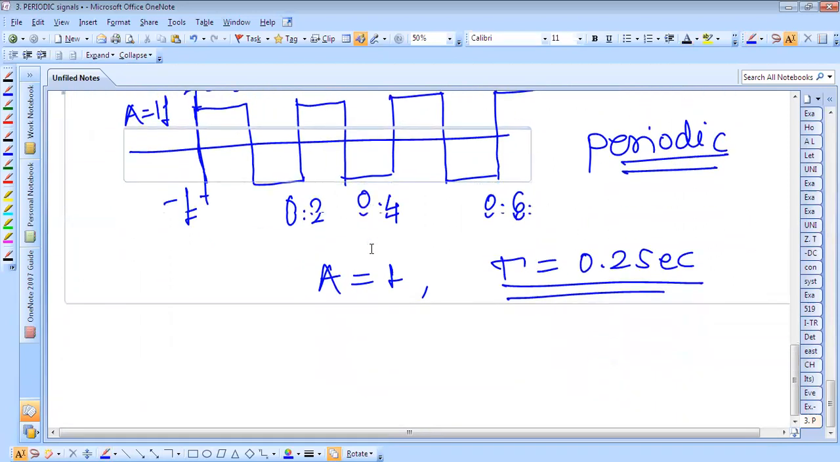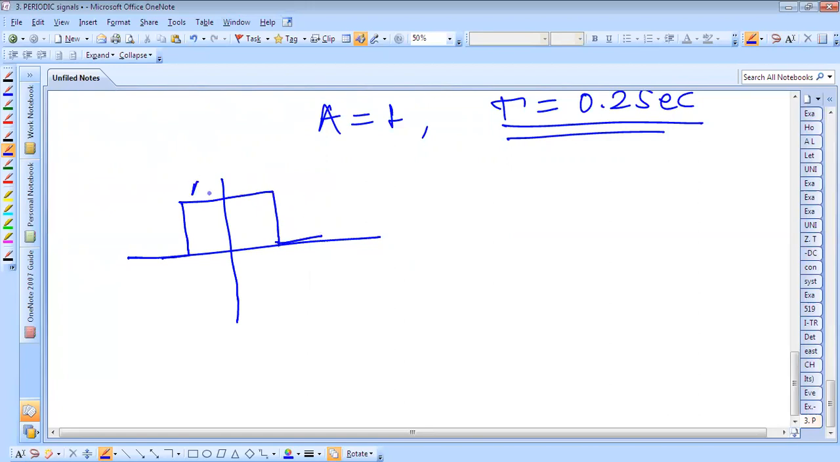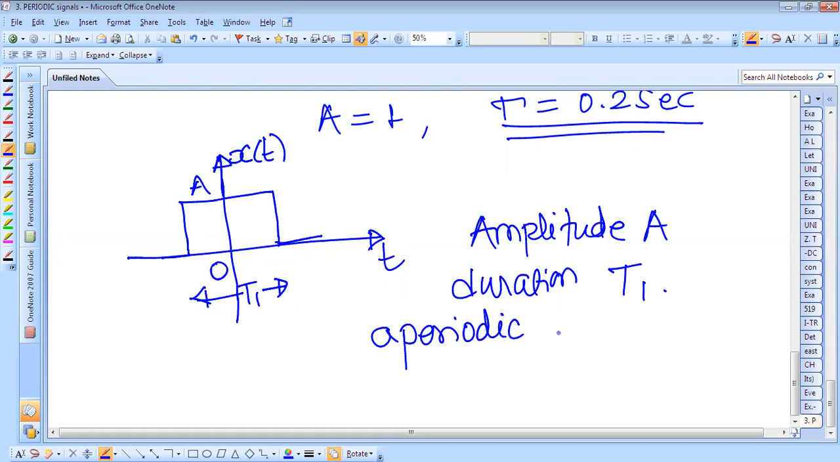And an example of a non-periodic signal is, suppose, like this. This is amplitude of A, x of t is 0. The total duration of this is T. Here the amplitude is A and the duration is T1. And this is a non-periodic signal, not repeating after some time.